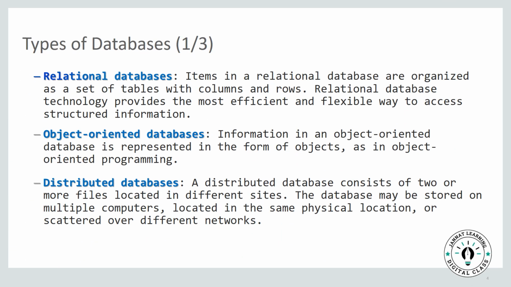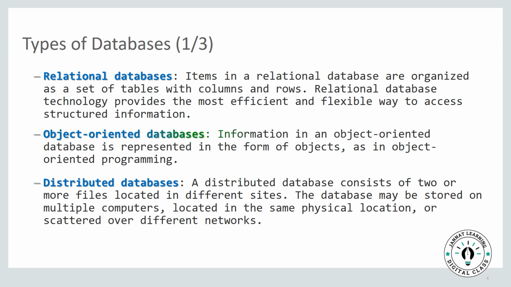Relational databases. Items in a relational database are organized as a set of tables with columns and rows. Relational database technology provides the most efficient and flexible way to access structured information.